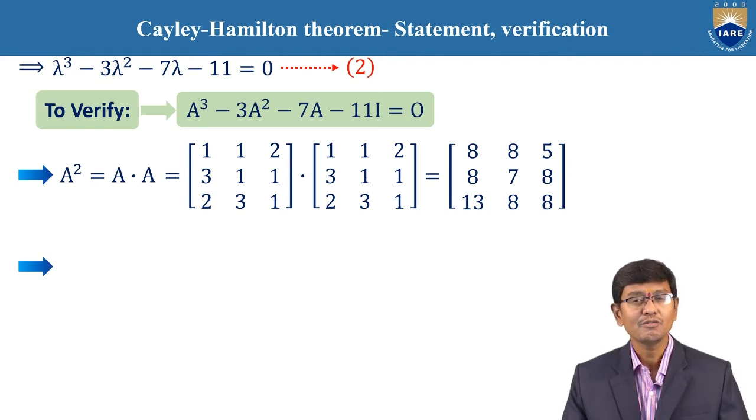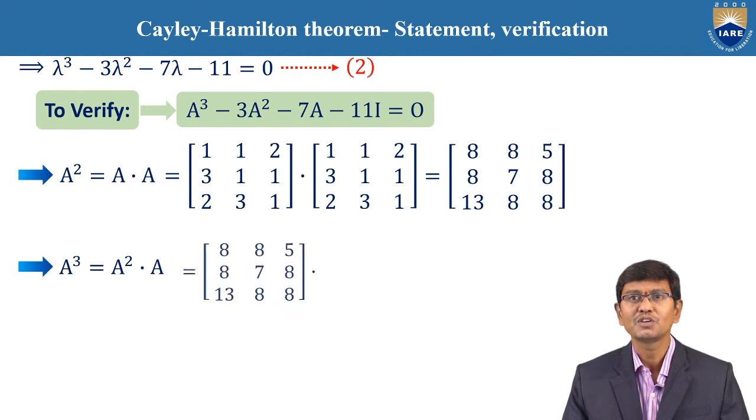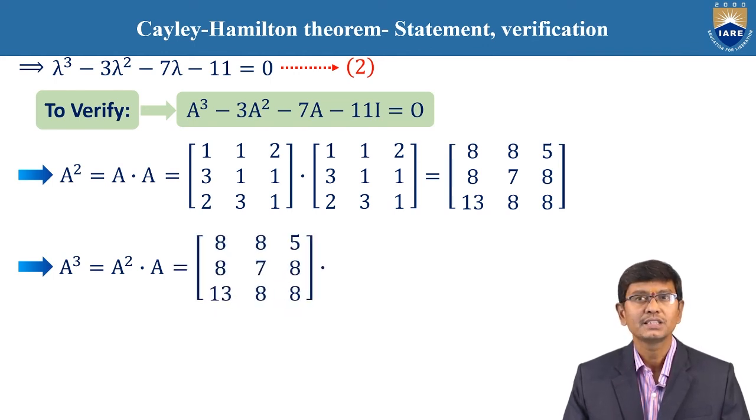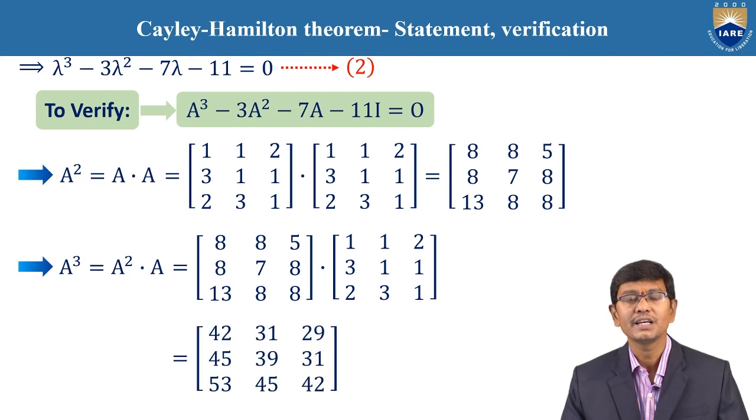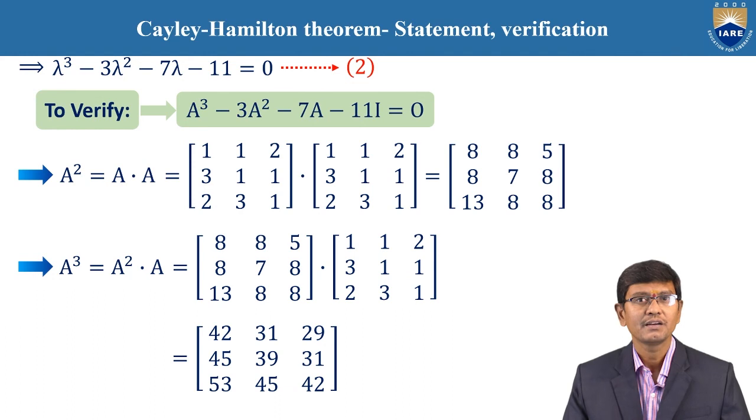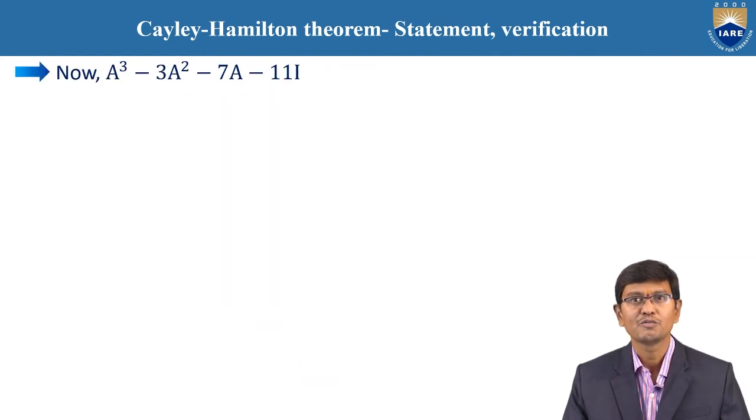Similarly, now we want to find A cube. Therefore, A cube is equal to A square into A. Here A square is already completed, the value is 8, 8, 5, 8, 7, 8, 13, 8, 8, and one more A is the given matrix, 1, 1, 2, 3, 1, 1, 2, 3, 1. By solving this, A square into A, we clearly obtain 42, 31, 29, 45, 39, 31, 53, 45, 42.